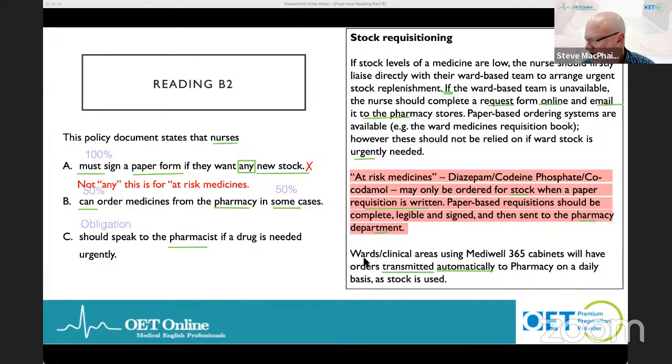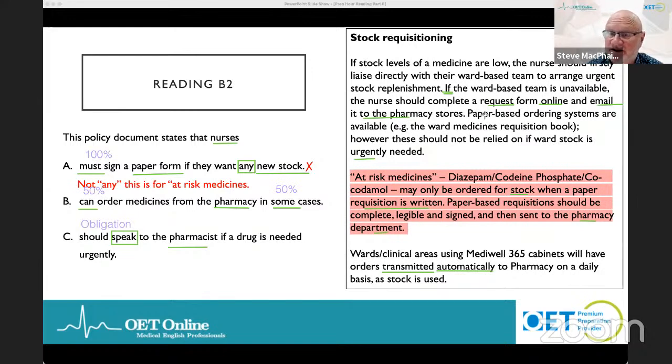All right, what else can we rule out, everyone? Some people are saying C is the correct answer. Should speak to the pharmacist if a drug is needed. So we've got to look at our verbs, everyone. Should speak to the pharmacist. Well, they certainly have to communicate to the pharmacist in some cases.